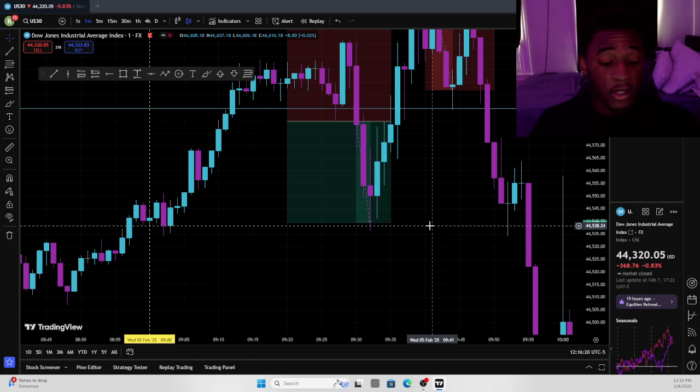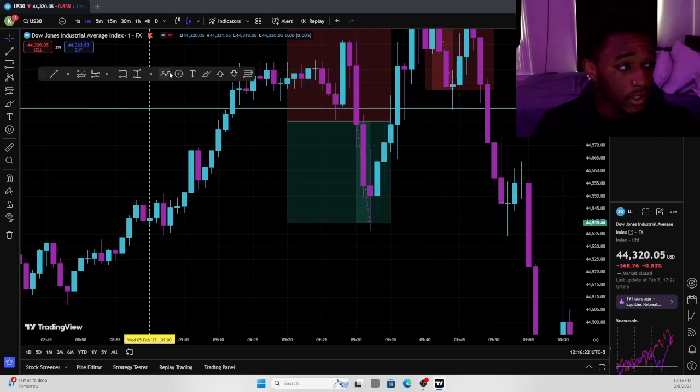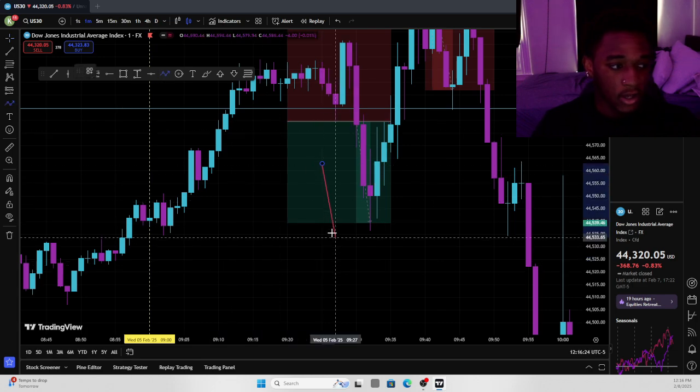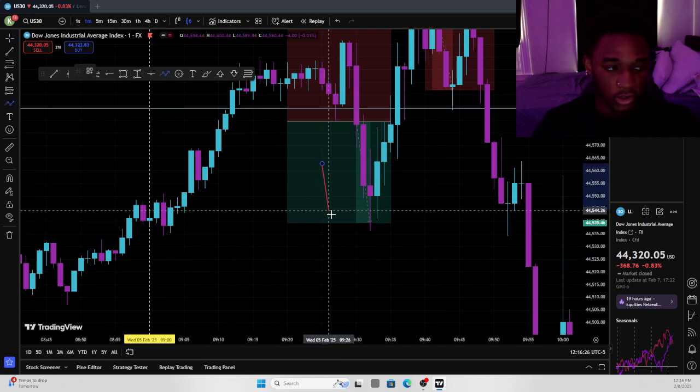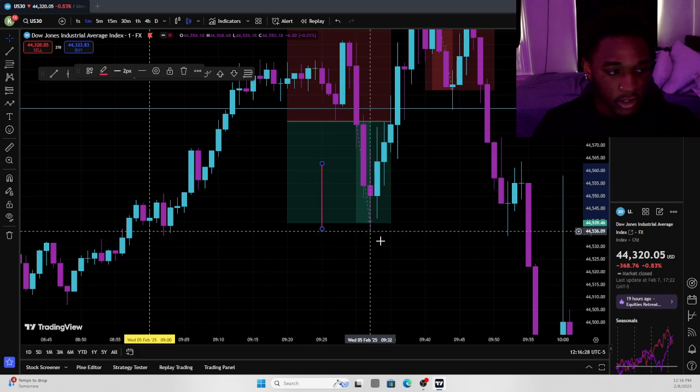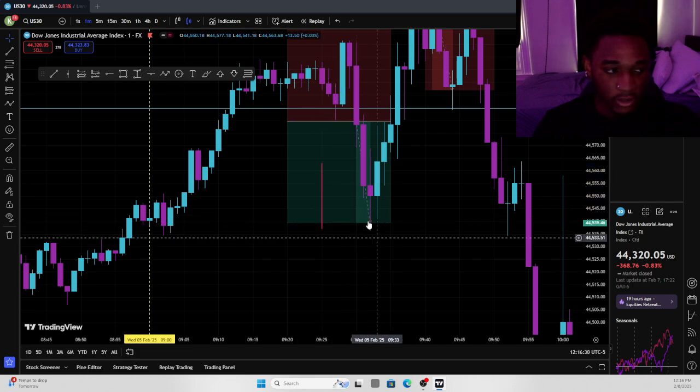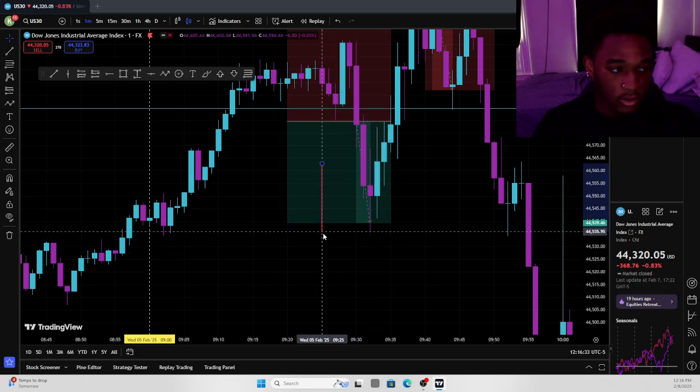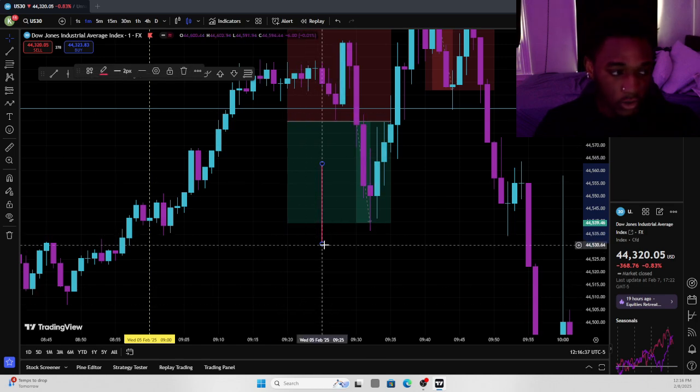The reason why is normally I want to see price push past that 1-to-1 zone. I don't want to see it just tap. As you guys can see right here, price literally just tapped it, right? Price didn't really push past it. What I wanted to see is price to break past it a little bit, and then I'll take some profit and go break even. So I didn't go break even.